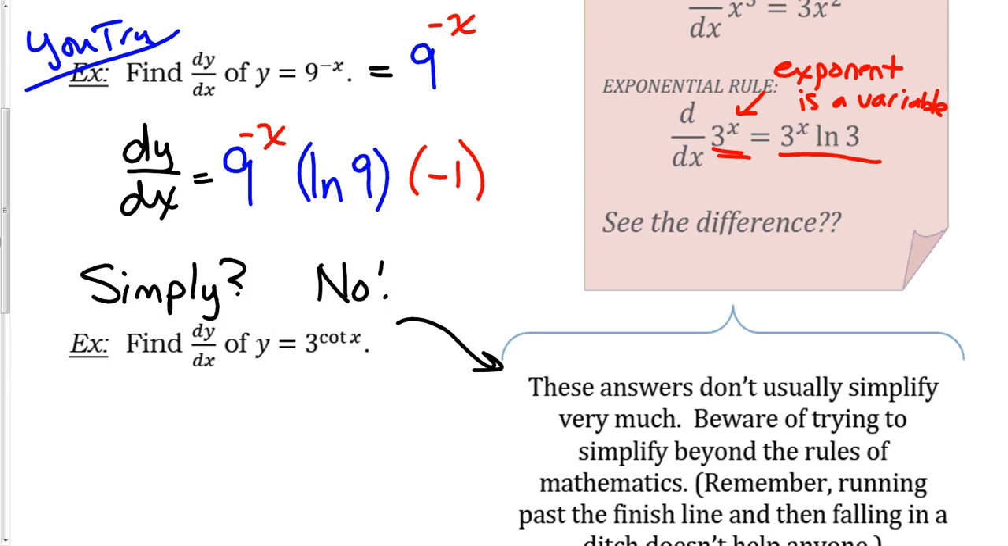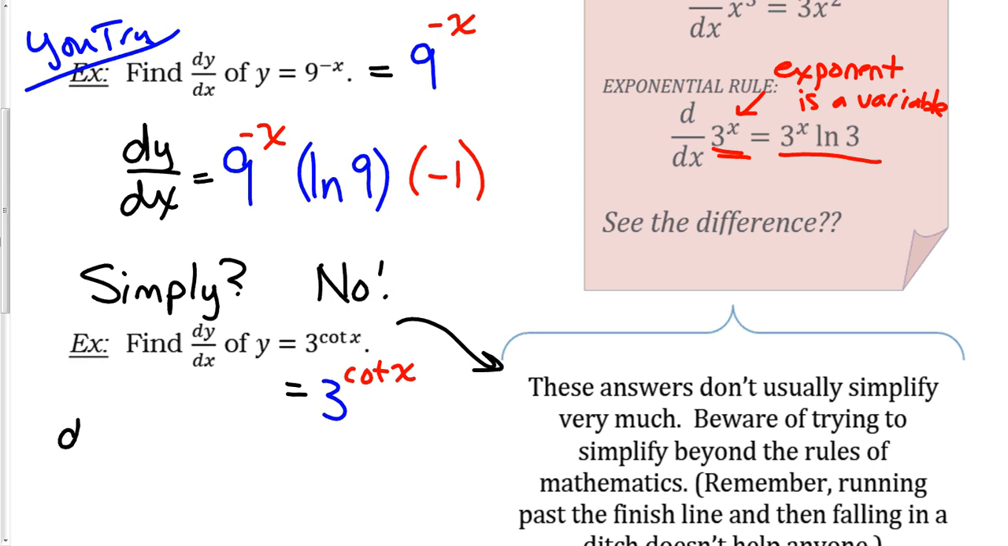Most of these answers aren't going to simplify a lot anyway, but if you simplify and make a mistake, you've made your correct work incorrect, and we do not want you to do that. So let's look at this next example. dy/dx for y equals 3 raised to the cotangent of x. First I'm going to rewrite this in my colors. My outside function is 3 raised to something, and the inside function is cotangent of x.